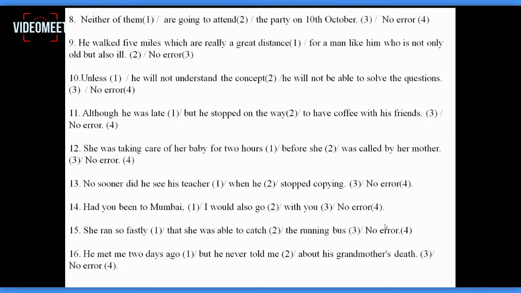Neither of them are going to attend the party on 10th October. Now, when it comes to words like subject verb agreement, again I'm pointing this out to you. Neither of them मतलब दोनों में से कोई नहीं, दोनों में से कोई नहीं जा रहा, या दोनों में से कोई नहीं जा रहे. What do you think should be the correct answer here? We are considering neither of them as in one person, कि दोनों में से कोई नहीं. So the correct verb that will come with a singular subject is is.